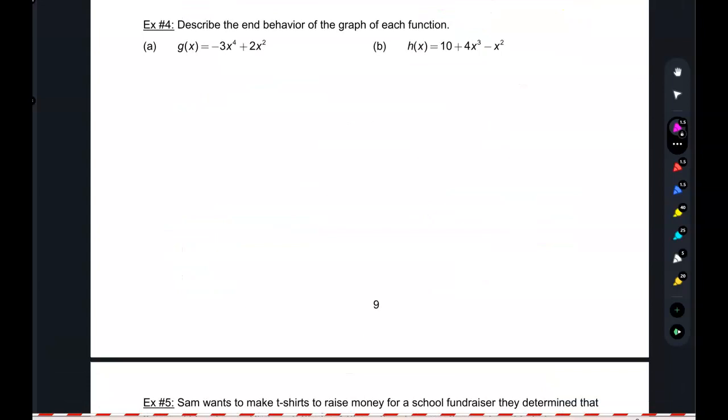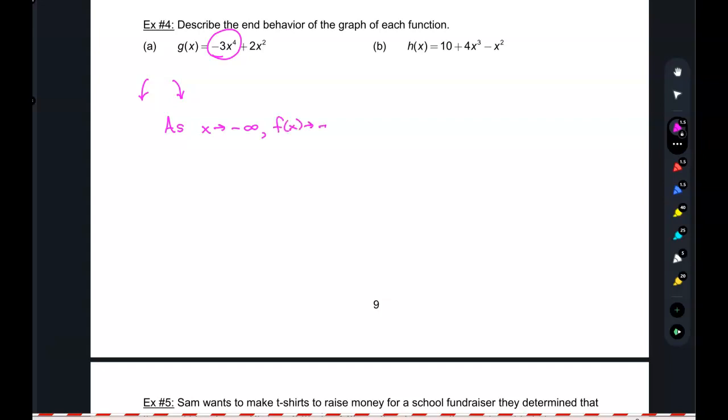Okay, end behavior without the graph. So what do we want to look at? The leading term, the largest degree, and then the coefficient. So if it's an x to the 4th, it's even. So it's either going up or down. Even negative, so it's going to go like that. So as x approaches negative infinity.